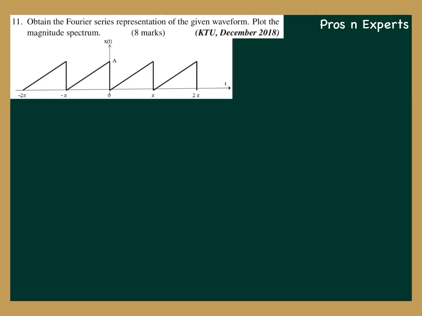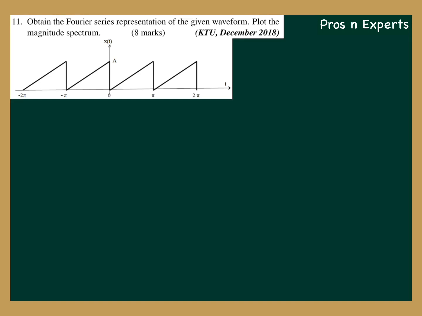Okay, the next question is, obtain the Fourier series representation of the given waveform and plot the magnitude spectrum. So normally when students see this type of question, they know how to do it. It is by using trigonometric Fourier series, right? Trigonometric Fourier representation. Normally I've seen students skipping this type of question because this involves a large number of calculations. The calculations are simple, but it is tedious.